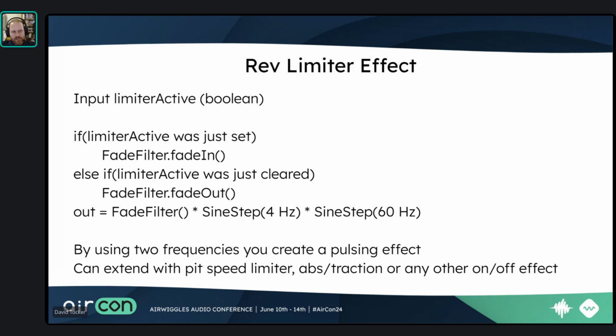So again, this is a Boolean effect. The limiter's on or it's off. And in this case, we're going to use our fade filter because it's not a one-shot. We're not just turning it on and letting it run, and we're not just turning it on and off quickly. We want to turn it on and let it run as long as you're in the limiter.